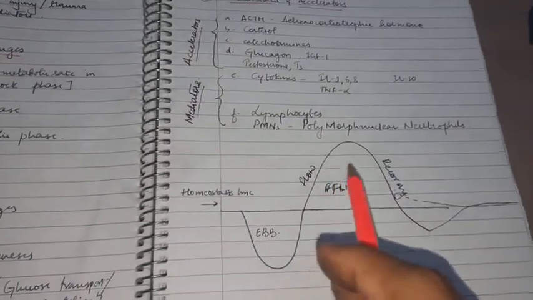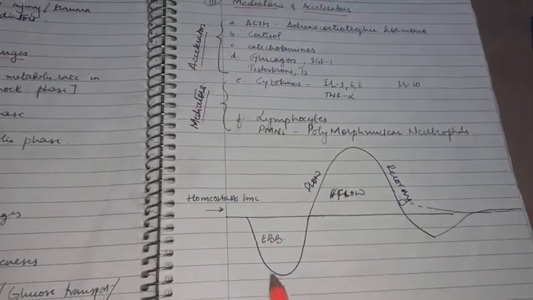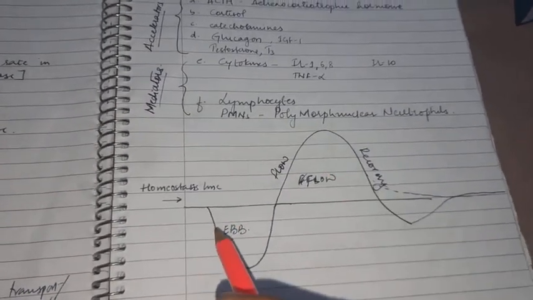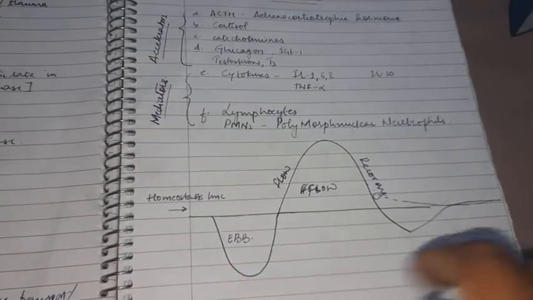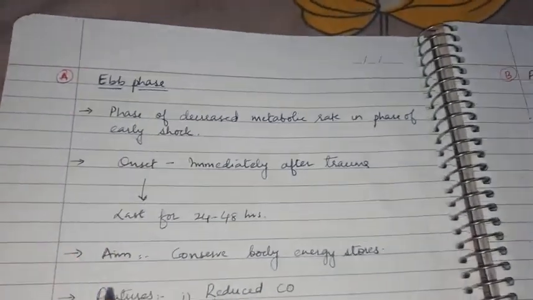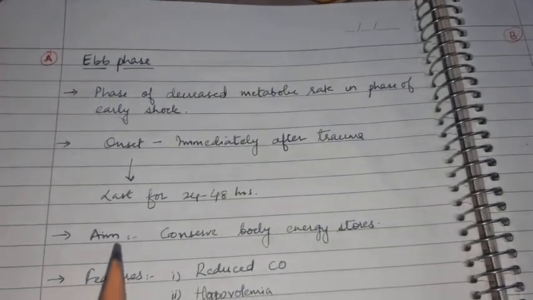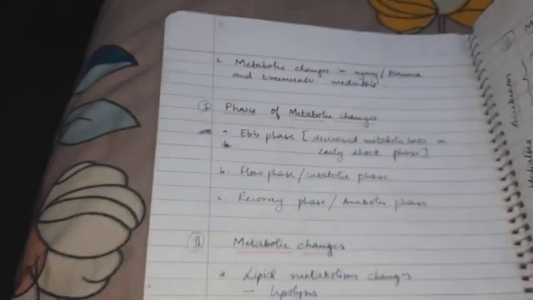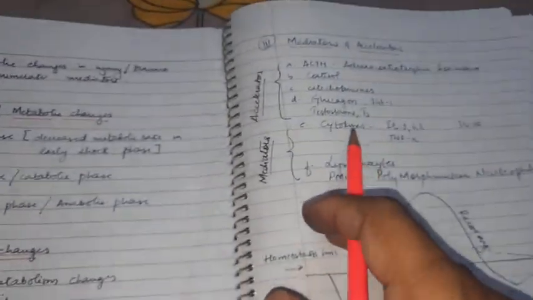If you want, you can draw this diagram or you can let it be. So this is the ebb phase, that will come in the next page. We'll discuss ebb and flow phase in the next page. So when the question is asked to describe the metabolic changes, you have already enumerated here. Now you start describing one by one.